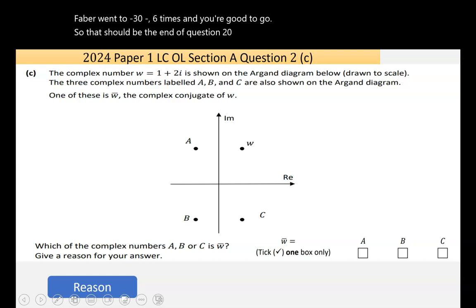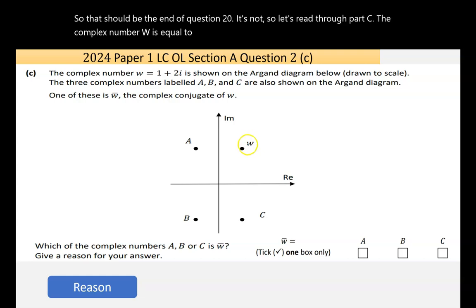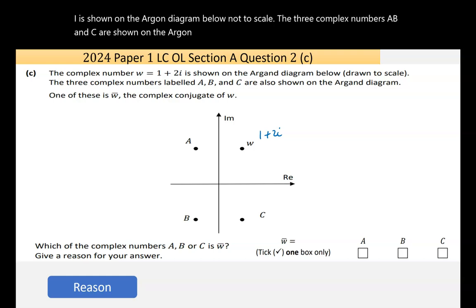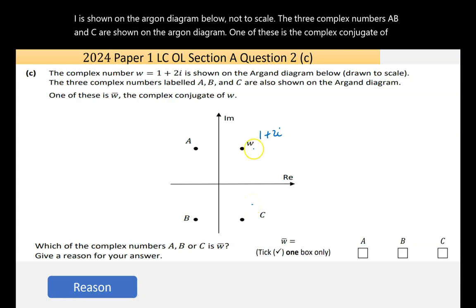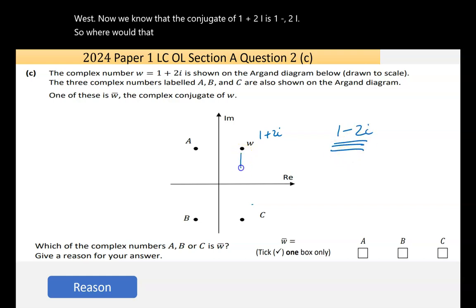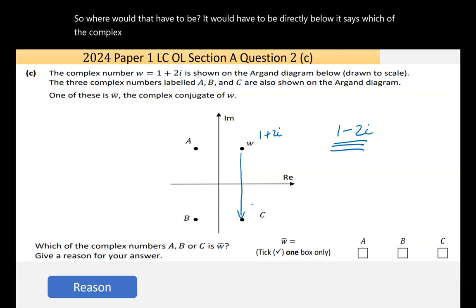Oh, it's not. So let's read through part C. The complex number w is equal to 1 plus 2i, so that's 1 plus 2i, and is shown on the Argand diagram below, not to scale. The three complex numbers a, b, and c are shown on the Argand diagram. One of these is the complex conjugate of w. Now we know that the conjugate of 1 plus 2i is 1 minus 2i. So where would that have to be? It would have to be directly below it. It says which of the complex numbers a, b, or c is the conjugate of w. Give a reason for your answer.